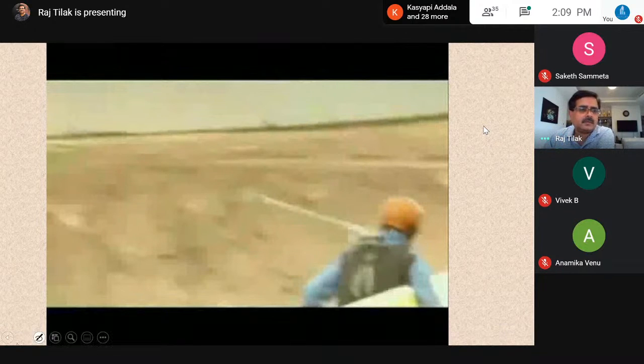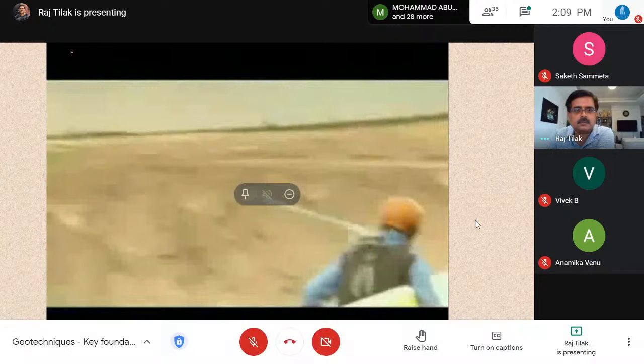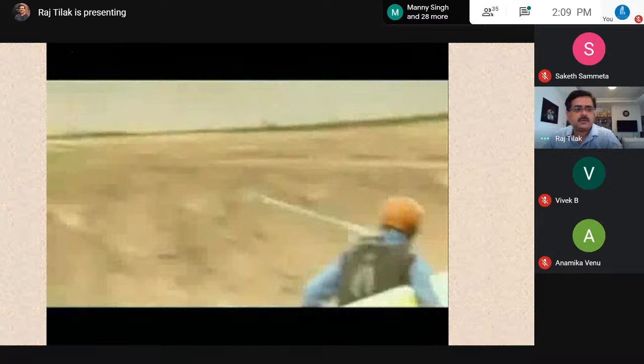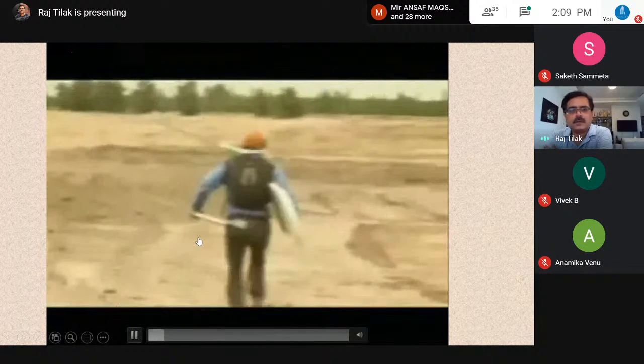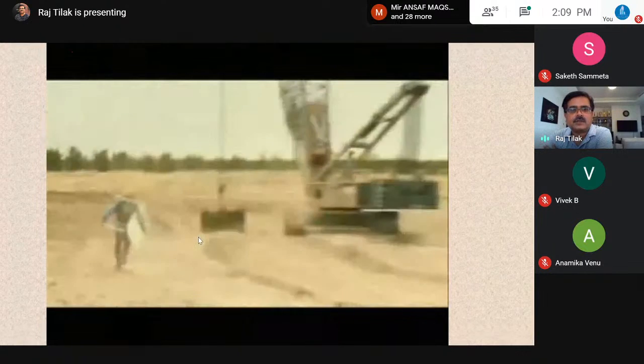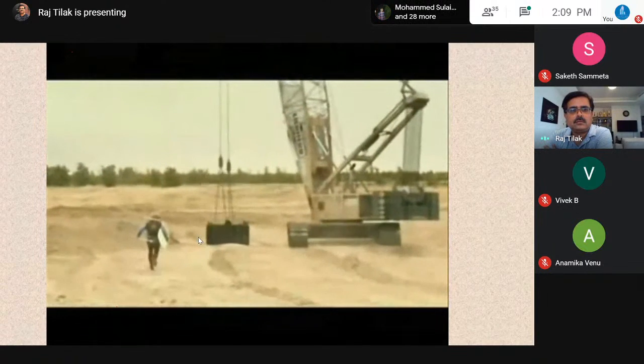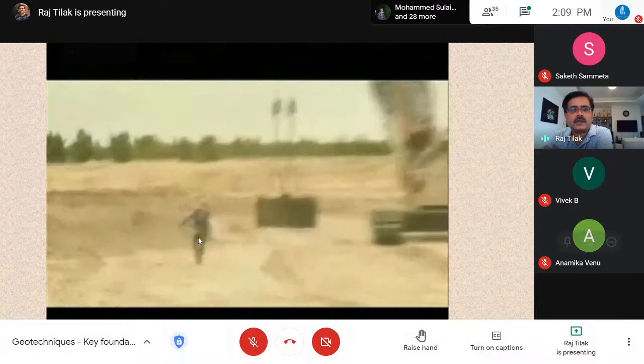Probably one small video to keep you. This is a site where dynamic compaction is going on. You see how the weight is lifted and a crater is formed there.